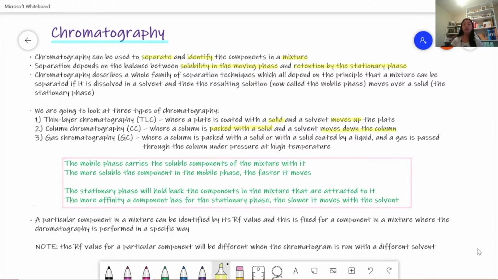And then the final type of chromatography that we're going to look at is gas chromatography. This is where a column is packed with a solid, or with a solid coated by a liquid, and a gas is passed through the column under pressure at a high temperature.